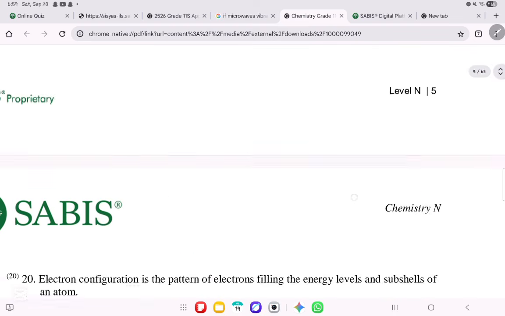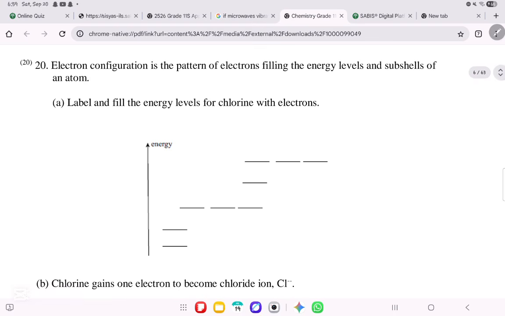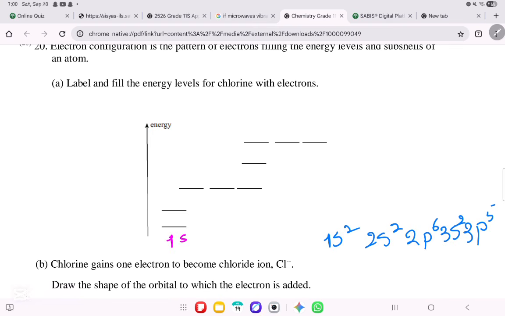We move on to 20. Electron configuration is the pattern of electrons filling the energy levels and sublevels of an atom. Label and fill the energy levels for chlorine with electrons. So first of all, we need to write the configuration of the chlorine atom, which is 1s2, 2s2, 2p6, 3s2, 3p5. This is the chlorine atom. Now, we start. First thing we always start with is 1s. How many electrons does it hold? It holds 2 electrons. 1 up, 1 down.